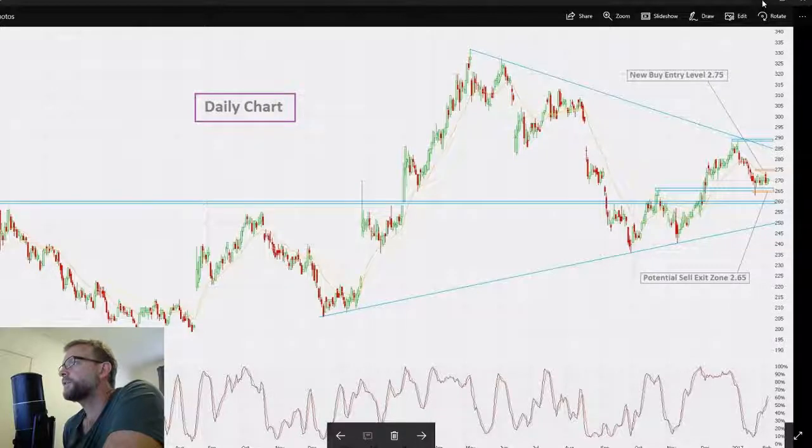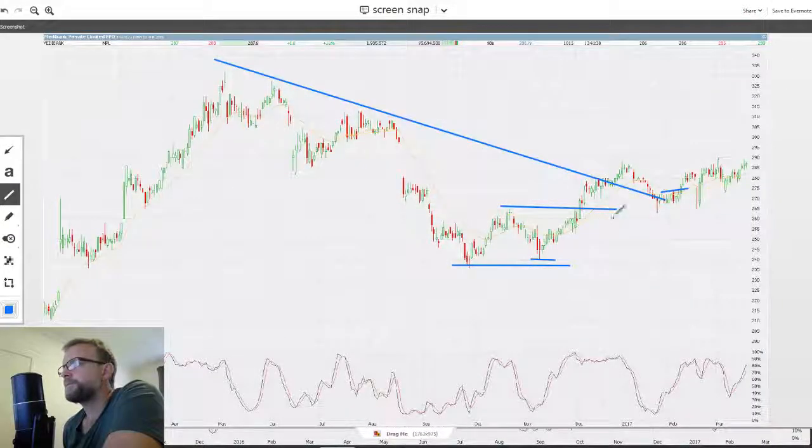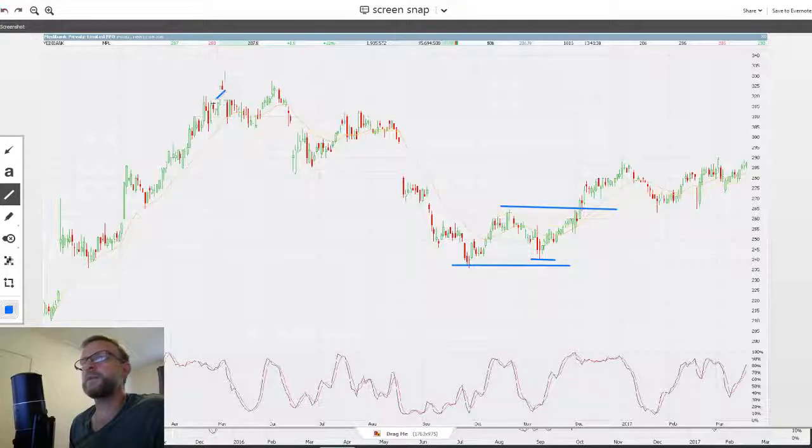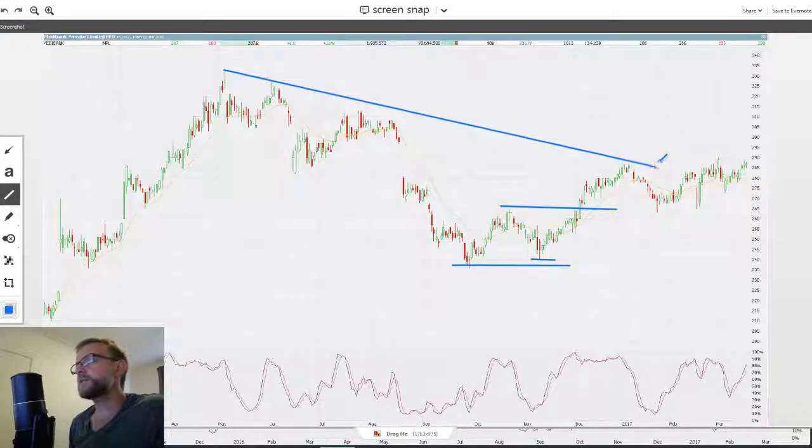275, so it was on the first pullback, wasn't it? Yeah, it was here. Okay, so if we just take it, we probably have to draw this line a bit better. So at that stage, we're looking at it. That was the resistance line there.